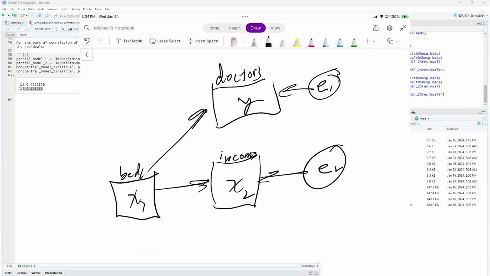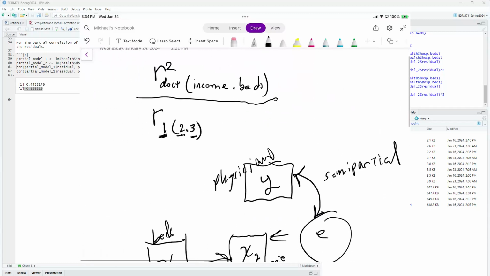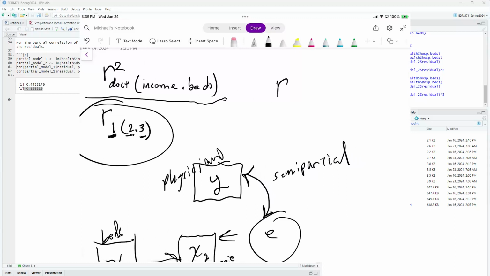And what is the partial correlation? It's the correlation among these residuals. That is, how much overlap there is, how much there is that is associated of the residual with doctors after taking out beds, the residual with income after taking out beds. That's the partial correlation. So if you think back to a semi-partial, we talked about how it could be abbreviated this way. With a partial, we would do it like this.